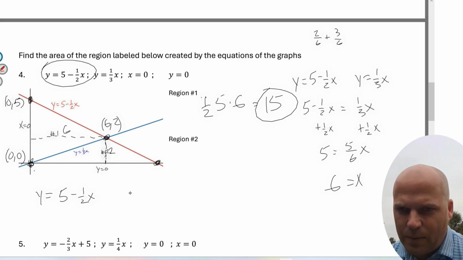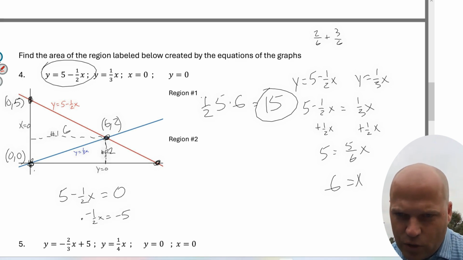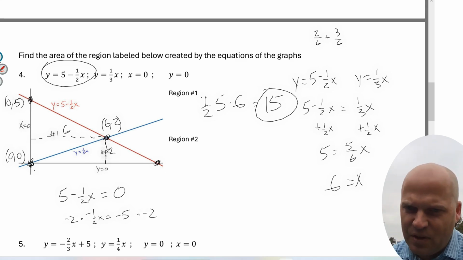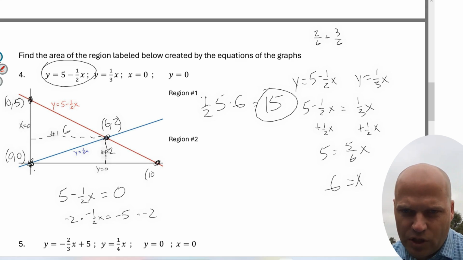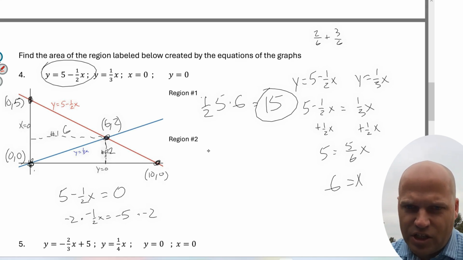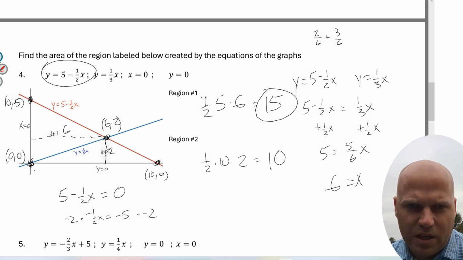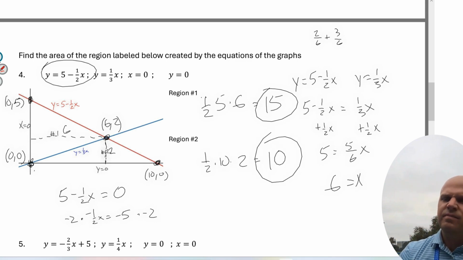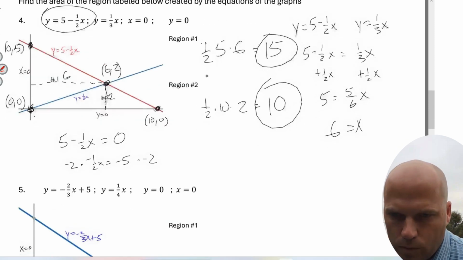How do I solve this? I'm going to probably add the 1/2 x to both sides, or I could subtract the 5. Honestly, subtract the 5. And I get negative 1/2 x equals negative 5. What do you do to solve this equation? Well, I like to multiply by negative 2. You might like to divide by negative 1/2, but I get x equals 10. So this point is 10, 0. Now you can see region 2 has a base length of 10 and a height of 2, which means its area is 10. Cool.